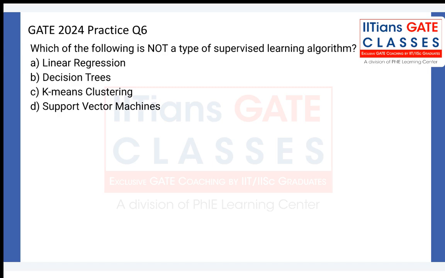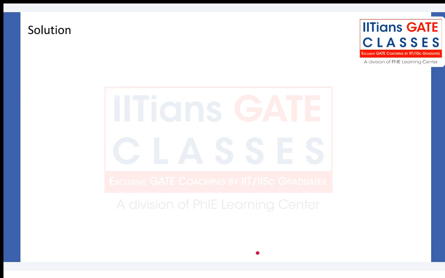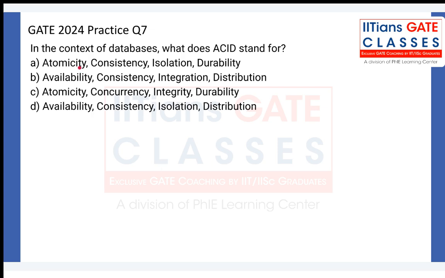Which one of the following is not a type of supervised learning algorithm? As you saw in the last lecture, we talked about k-means clustering, which is one of the classical examples of an unsupervised learning algorithm. So option C will be the correct answer. This is the next one. In the context of databases, what does ACID stand for? I'll give you a minute.